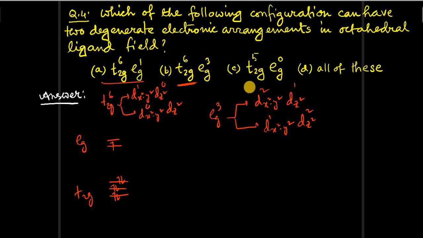And come to option C, it is eg0 but t2g5. Now t2g5, it can be in three ways. This is one configuration, this is another one, and this is another one. So option C can also have 3 degenerate configurations.